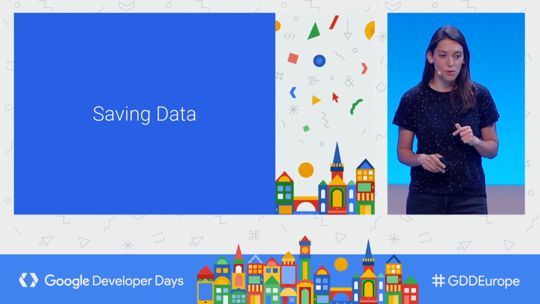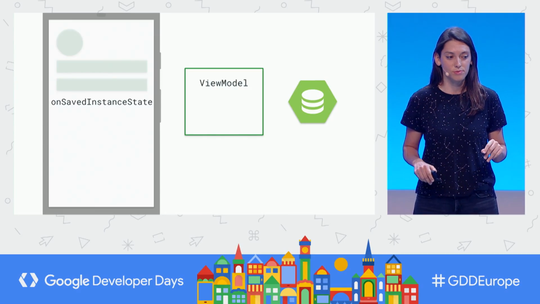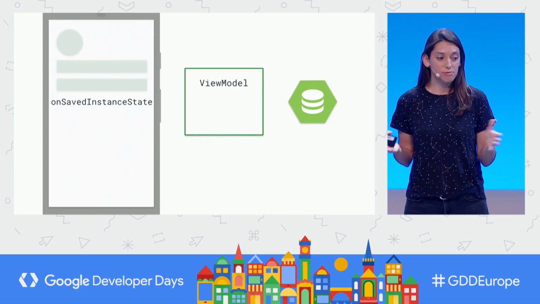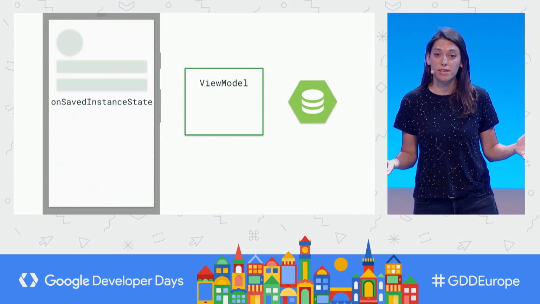How about the data? How do we save it? Where do we save it? Should you save it in the database, in the view model? What should you save in onSaveInstanceState?